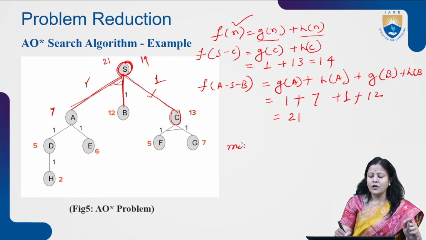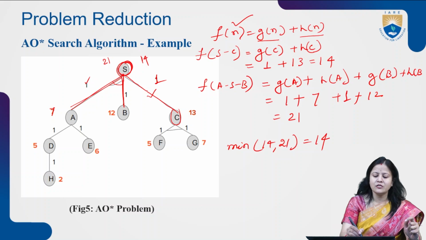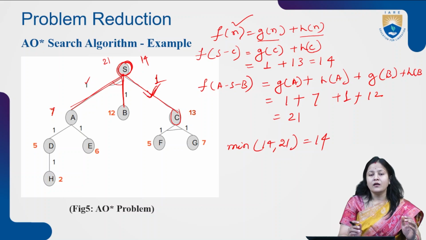Now what is the minimum cost between 14 and 21? So definitely it will be 14. That means this path provides the optimal solution. But still we have not solved completely. Again we have to follow, because some children are there for the C node. Here also under A node few children are there. So we have to solve those problems also. Then only we can find which one is the optimal one.